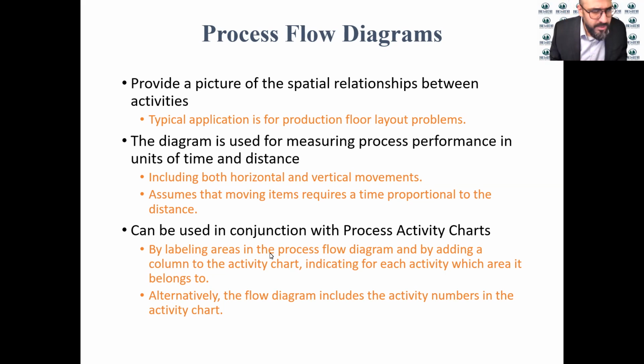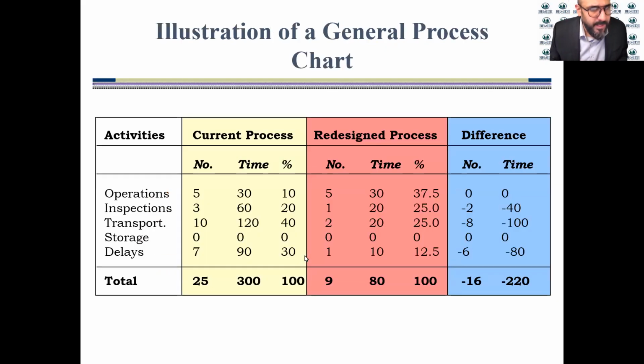It can also be used in conjunction with the process activity chart. And this is the process activity chart. It's something that I did skip here because I want to focus on the symbol one, but here's the general process chart. It will show you the activities. Operations is five. Inspections is three. Transportation is 10. Storage is 0. Delays is 7. And this is showing you the time needed and the percentage.